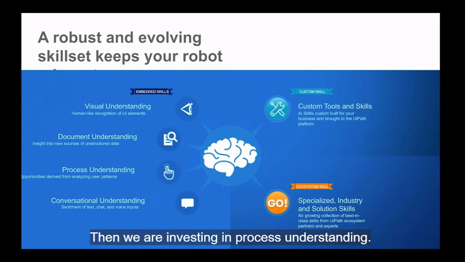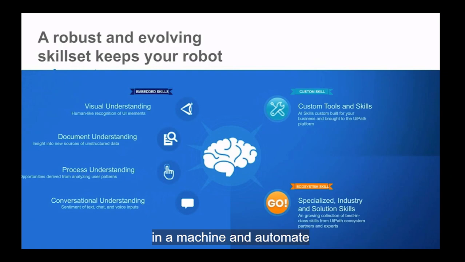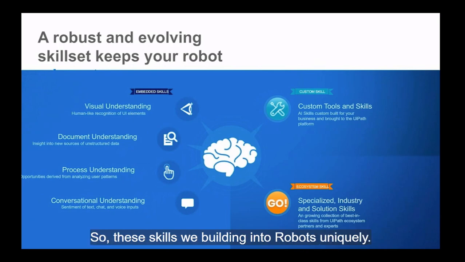Then we're investing in process understanding, the ability for the robot to actually understand a process that's being executed in a machine and automate that process just by looking at it and learning it. And then finally, conversational understanding, so the ability for the robot to actually understand text-based inputs and interact with people. So they're skills we're building into robots uniquely.